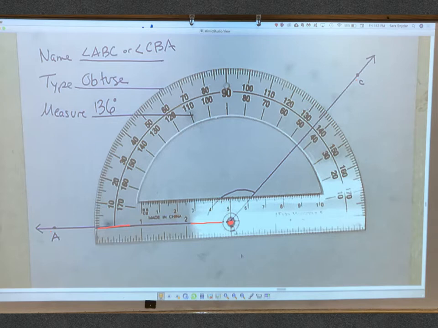So if we look at this, again, we're going to try to see which set of numbers we need, either the top ones or the bottom ones. So if this is 0, we go 10, 20, 30, 40, 50, 60, 70. So we're using these top numbers. We're going to come all the way over here, and we have 130. This little hash here is 135, and it's one more than that. So we're going to have 136 degrees.